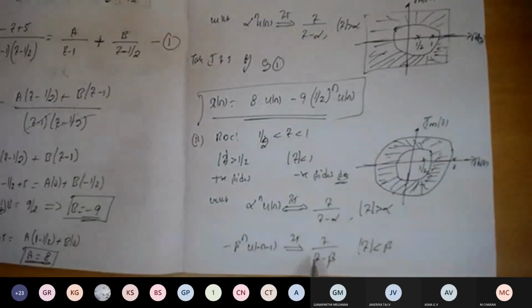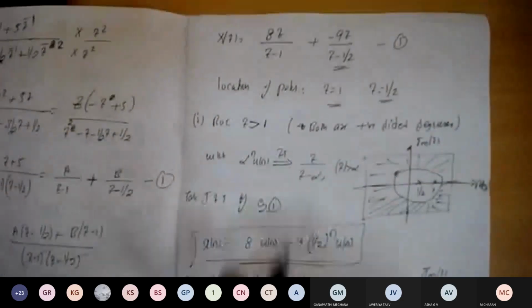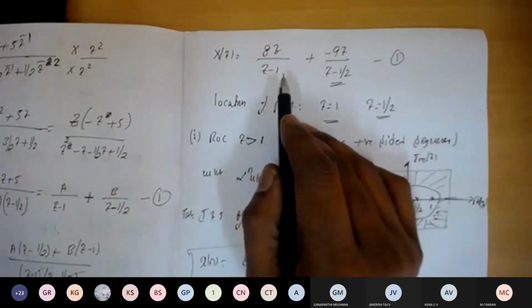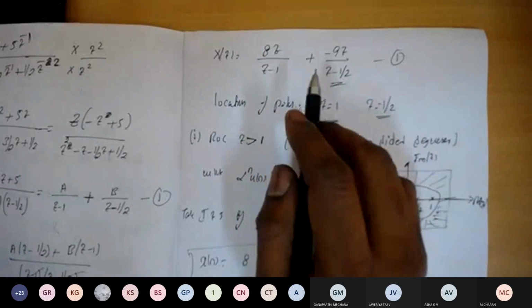So this is positive and this is a negative sided sequence. This is the positive sided sequence and this will become the corresponding negative sided sequence. We'll take the corresponding inverse Z transform accordingly.